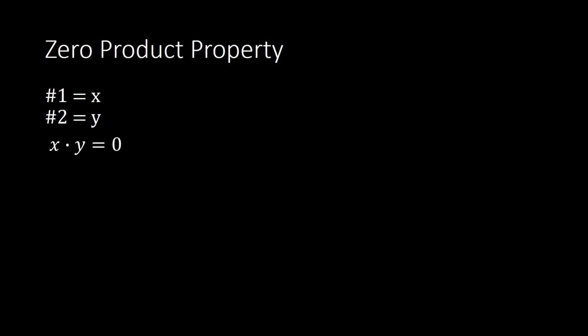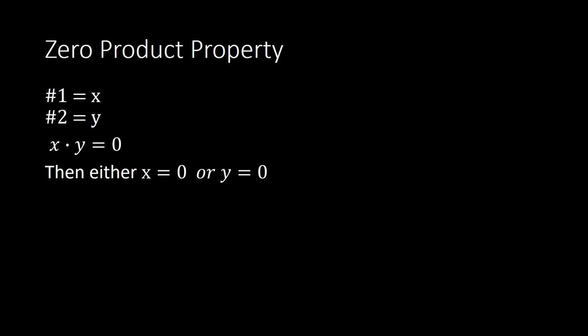Well, we do know that the only way to get 0 out when you multiply two numbers together is if either one of the numbers that you're multiplying is equal to 0. So we know for sure that either x is equal to 0 or y is equal to 0, because when you multiply, that's the only way to get 0 out as your solution.